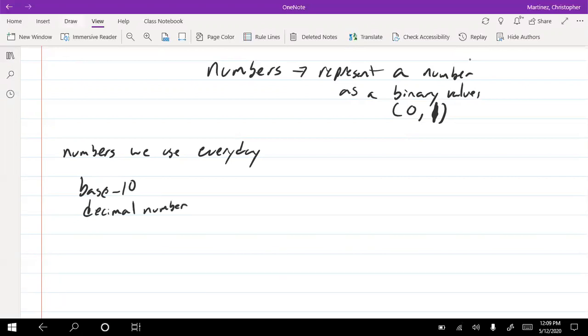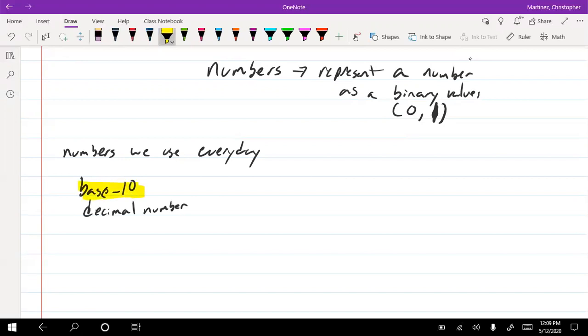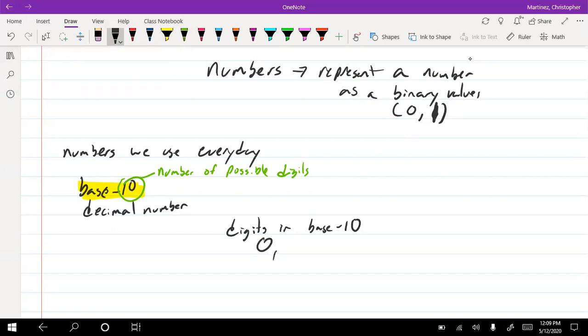If we look at this idea of base 10, the 10 is going to tell us the number of possible digits. So with the digits in base 10, we have a digit called 0, a 1, a 2, 3, 4, 5, 6, 7, 8, and 9. Those are all the possible digits that we have. So think of it as a single place in a number.